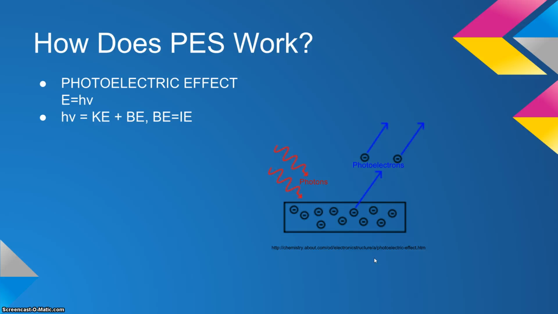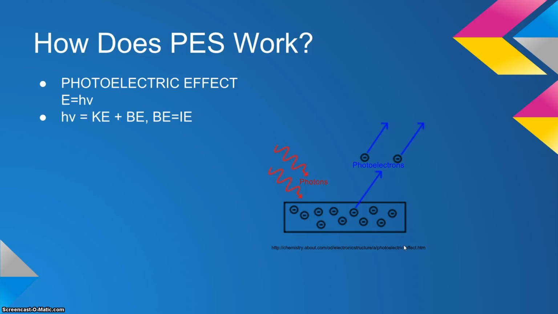And so you can use photons that may have greater energy than the binding energy of those electrons and hit the electrons with those photons to knock them out. This is represented by the equation hν equals KE plus BE. hν is the energy of the photon, h is Planck's constant, ν is the frequency of the light, KE is kinetic energy, and BE is binding energy.